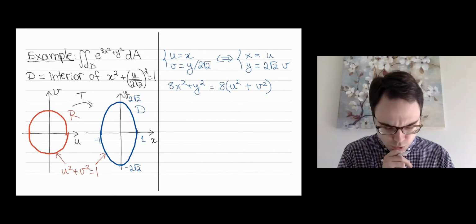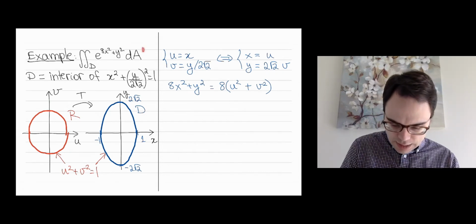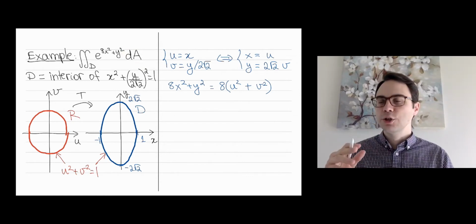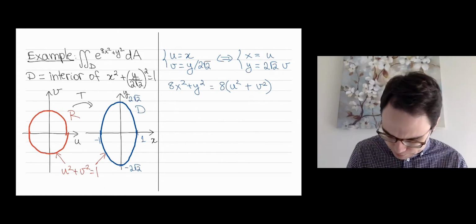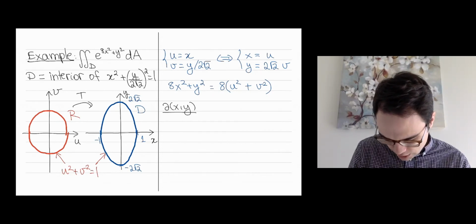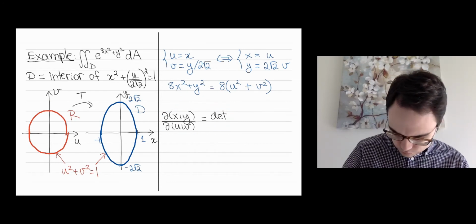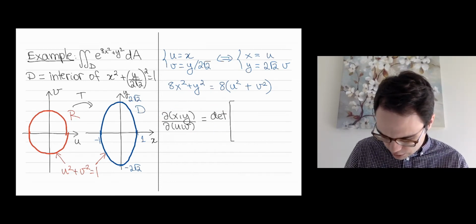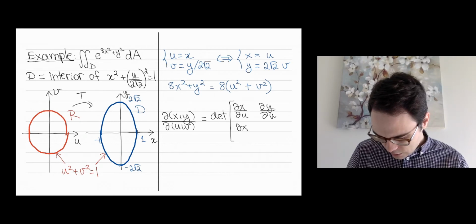Okay, so here's what we're going to need. dA, that's dx dy, is a certain multiple of du dv, and the multiple is the Jacobian determinant. So let's figure out the Jacobian determinant. That's the partial of (x, y) with respect to (u, v), which is just funny notation for the determinant of the matrix with entries dx du, dy du, dx dv, dy dv.